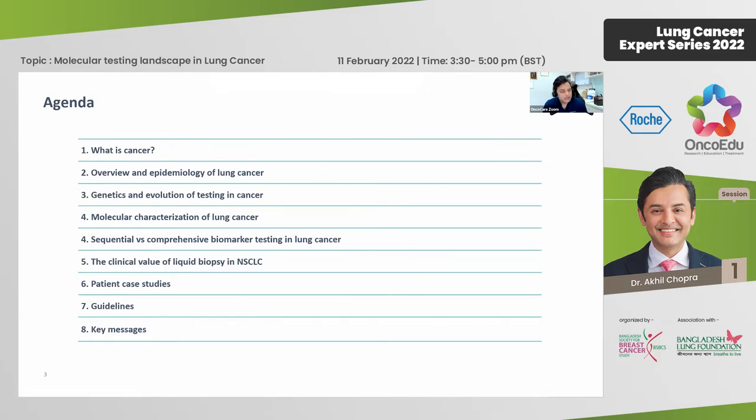My talk is going to be divided into 8 sections. I know and I believe there are some medical students joining us as well. So I will start with a brief description of cancer, a bit about epidemiology, and an overview of lung cancer and what has changed in the past decade or so. Then we will get to the meat of the talk, which is genetics and the evolution of genetic testing in cancer, as well as molecular characterization of lung cancer. We will discuss briefly the difference between sequential biomarker testing versus comprehensive biomarker testing, the benefits of either, and the value of liquid biopsy in non-small cell lung cancer. And then I have a few interesting cases of my own to discuss with my colleagues.